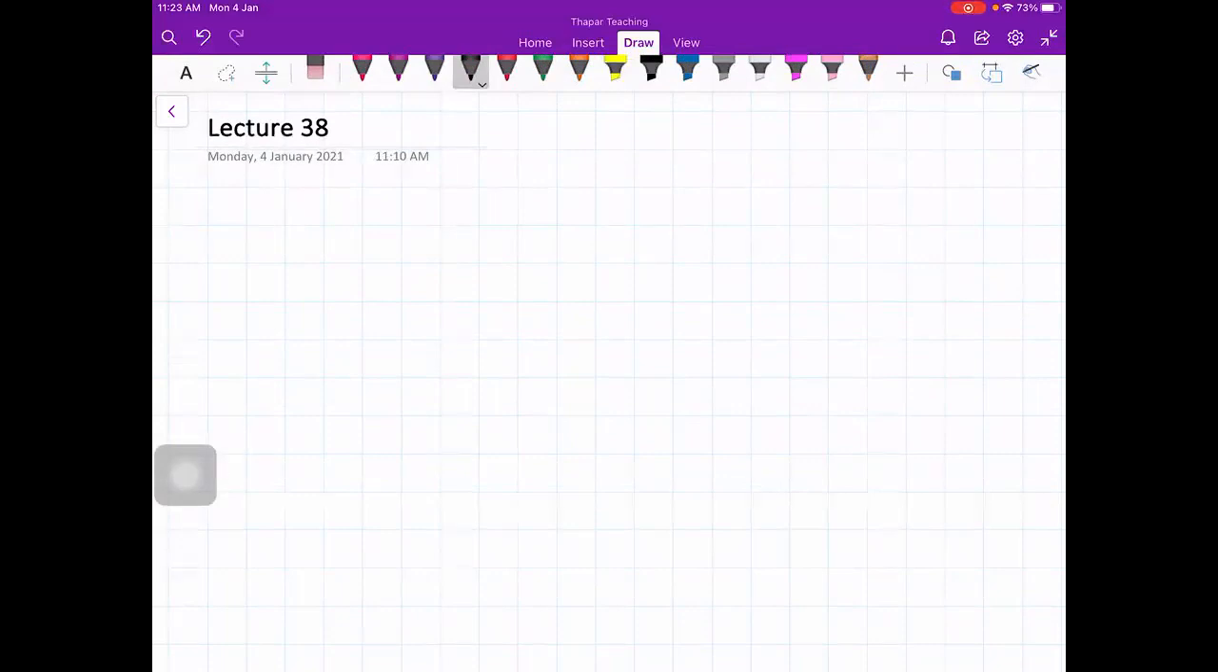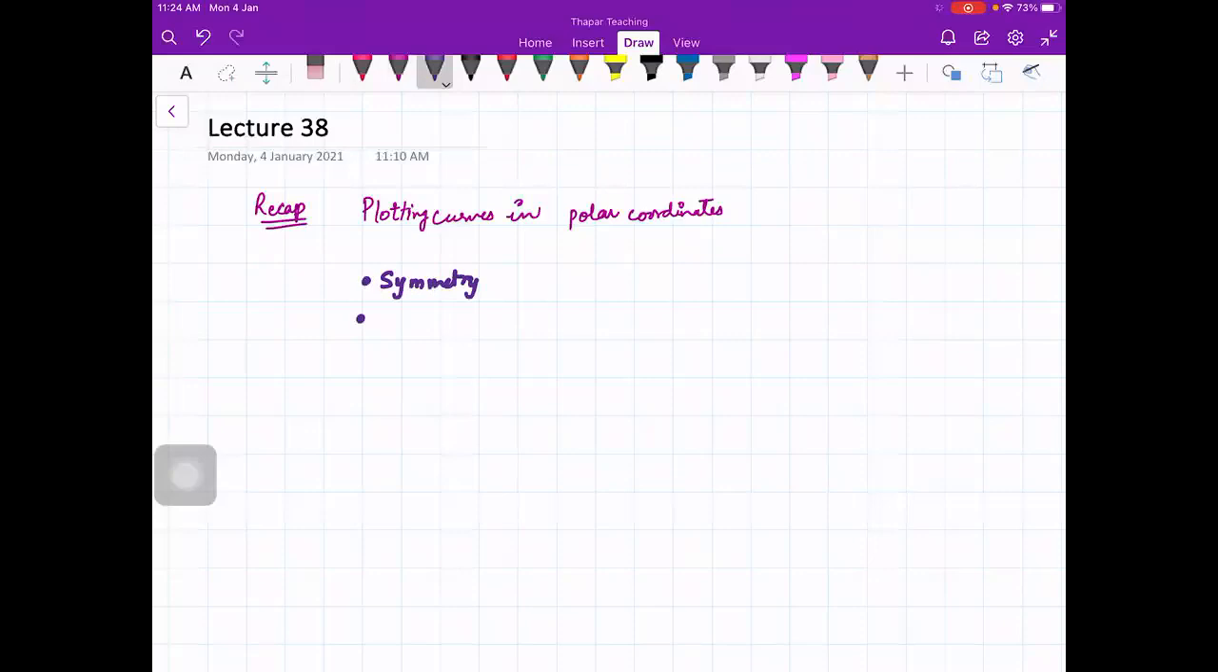So you see what we were doing in the last lecture before vacation. We were trying to plot curves in polar coordinates. What are the steps to be followed for plotting the curves? First, you have to check symmetry. There were three kinds of symmetries, and then we had seen points at which the curve passes through the origin.